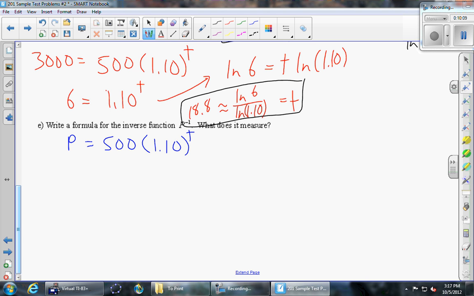Now, the first step for finding the inverse of a certain function is sometimes to swap the two variables. So you'd swap the t and the p, and then you'd solve for p in its new position. I'm actually not going to do that in this case. I'm going to just solve for the t where it currently is. So the goal is to solve for t. So the first step is to divide both sides by 500.